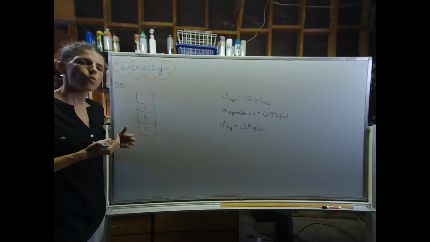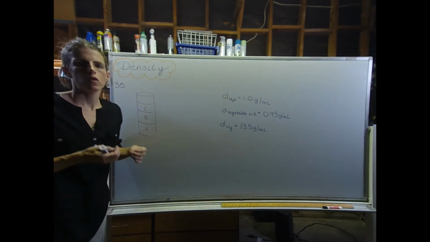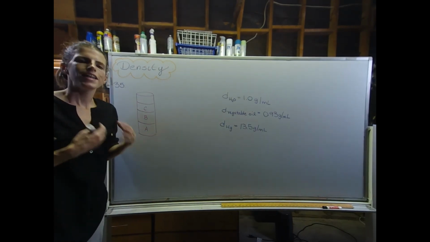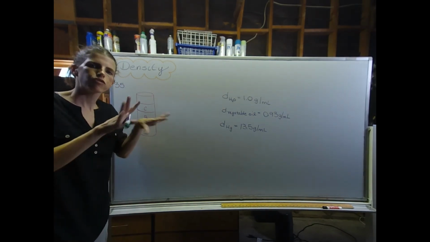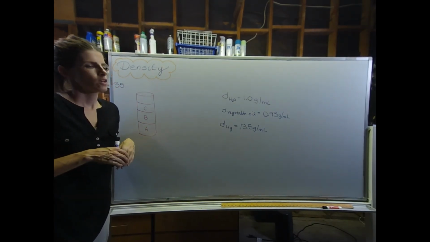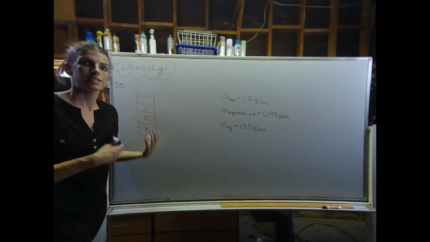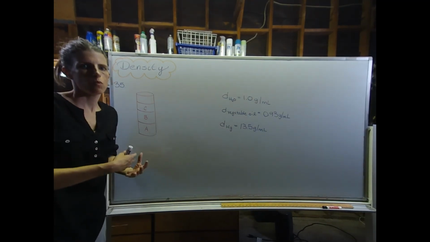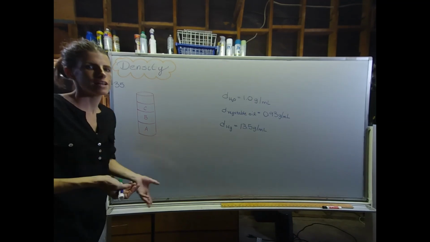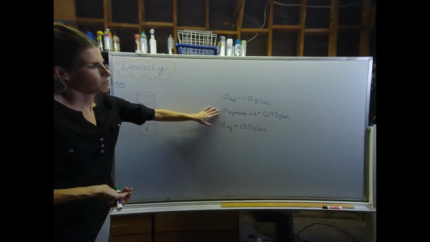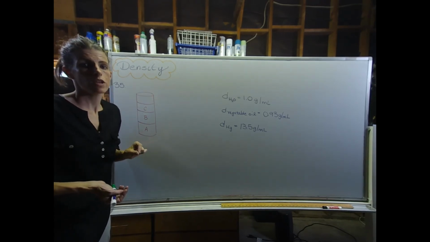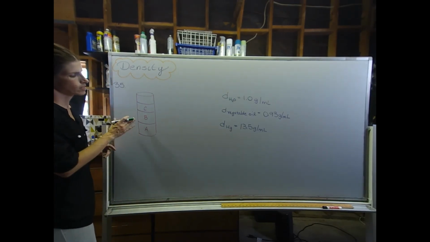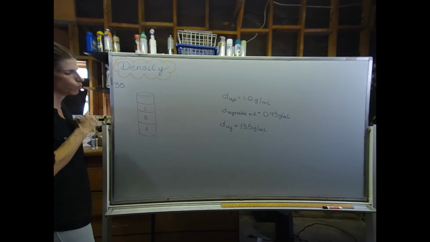The density of water is about 1 gram per mil at room temperature. And anything that has a density less than 1 gram per mil will float on top of the water. So that's why wood and styrofoam float on top of water, because their densities are less than water. Same thing with the vegetable oil. Its density is only 0.93 grams per mil. So I expect it to be on top of the water layer.